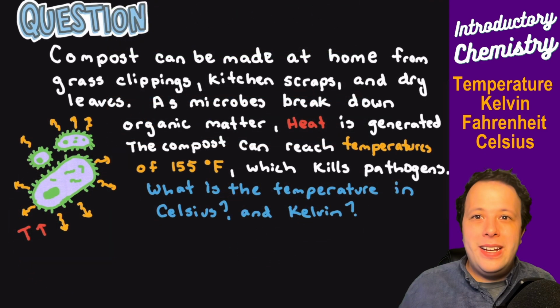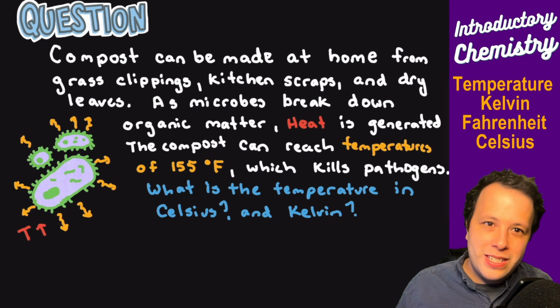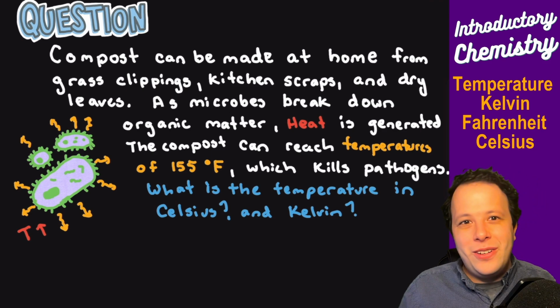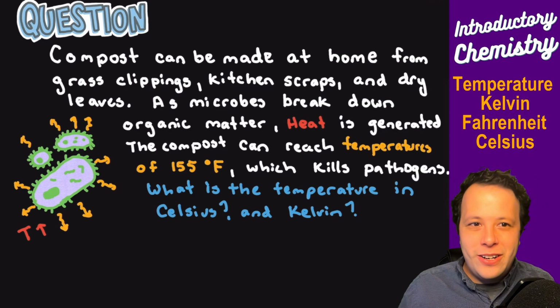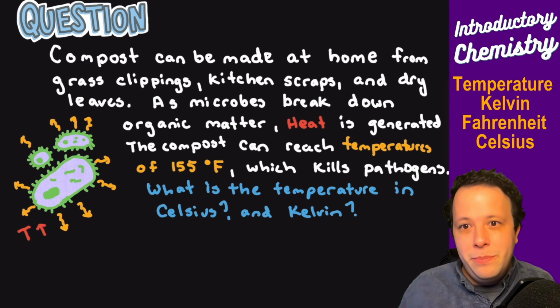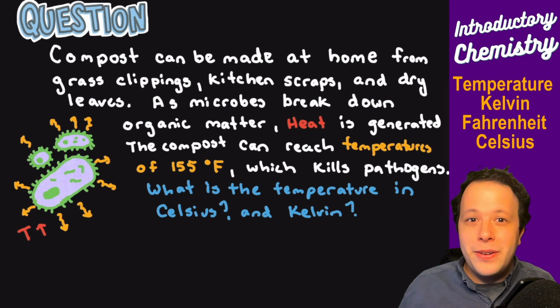Compost can be made at home from grass clippings, kitchen scraps, and dry leaves. As microbes break down organic matter, heat is generated. The compost can reach temperatures of 155 degrees Fahrenheit. Keep in mind your body temperature was 98.6 degrees Fahrenheit. This is very, very hot, which kills pathogens, meaning anything that's harmful. What is the temperature in Celsius and Kelvin?